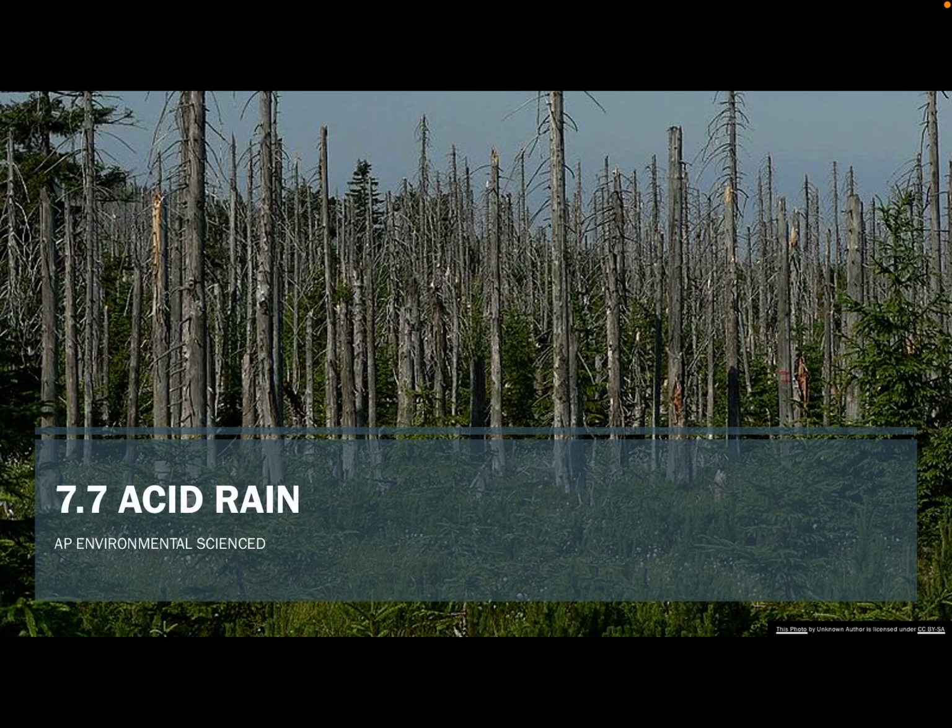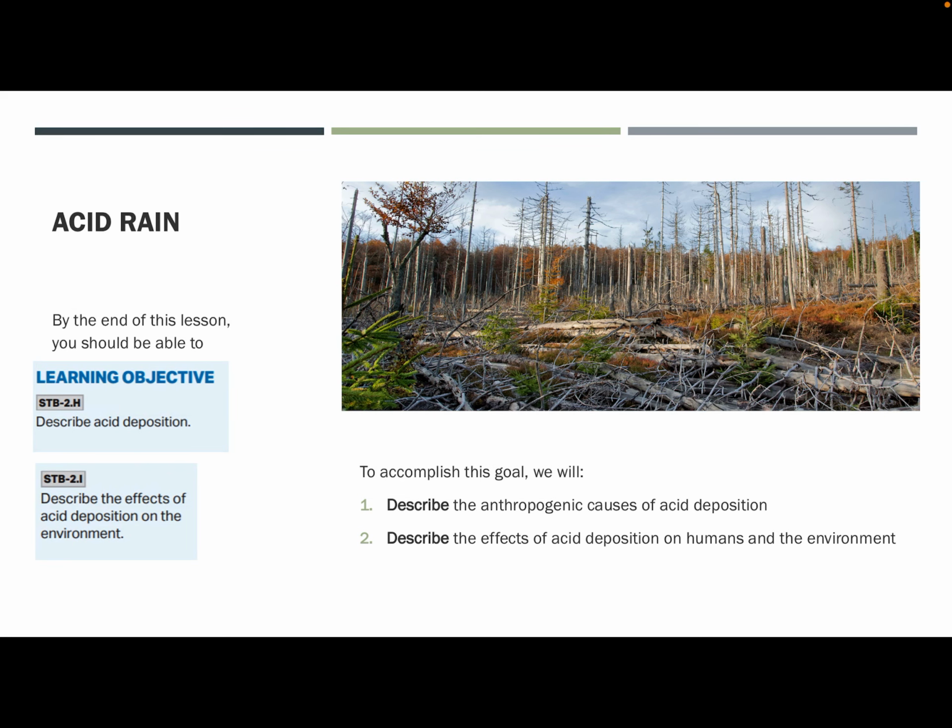This is 7.7 acid rain. So today our goal is to describe acid deposition and describe the effects of acid deposition on the environment. So don't get concerned here, acid deposition is just a more broad term for acid rain, so it can include other types of precipitation, not just rain.